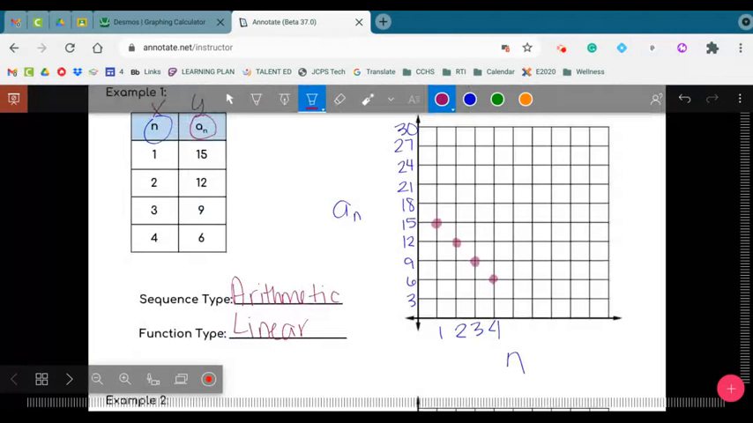So I can clearly tell that they're a straight line and that they are just points. You will never connect your dots on a sequence, just because it is not a continuous set of points. We just get a set of points.